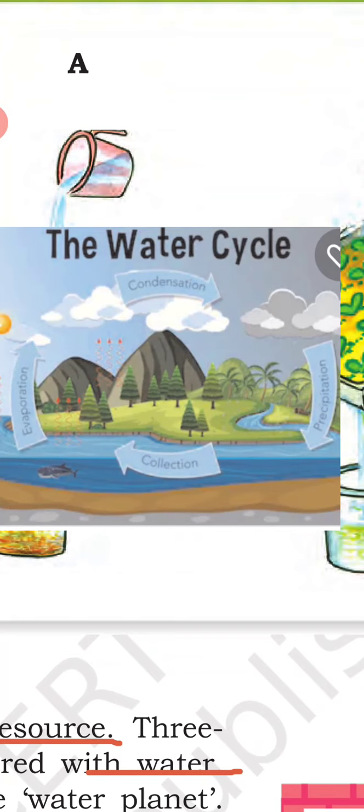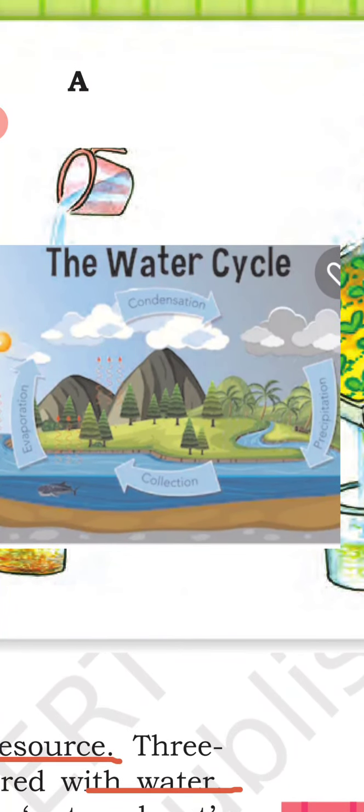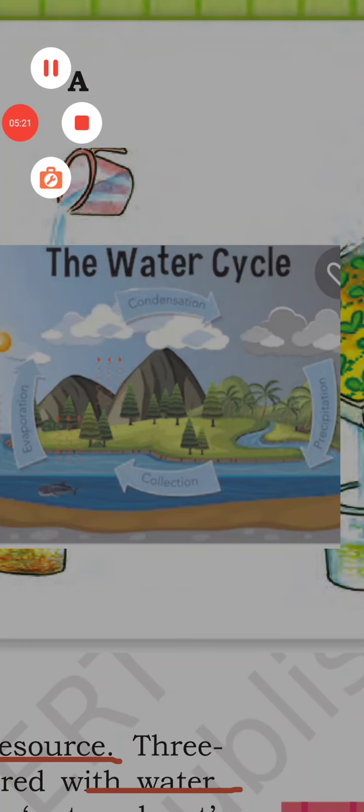The cycle of process by which water circulates between the Earth's oceans, atmosphere, and land, involving precipitation as rain and snow, drainage in streams and rivers, and return to the atmosphere by evaporation and transpiration. This is the definition of the water cycle.